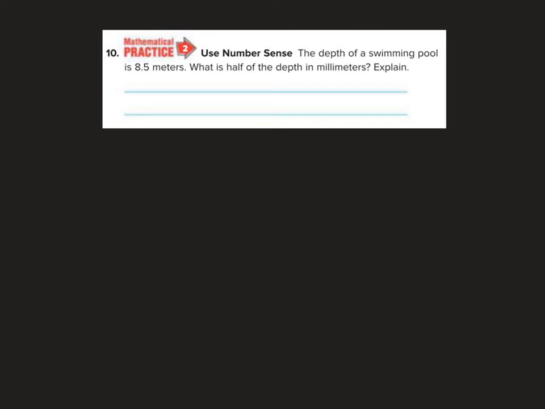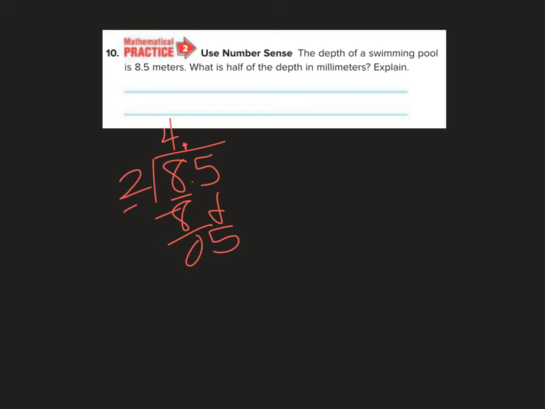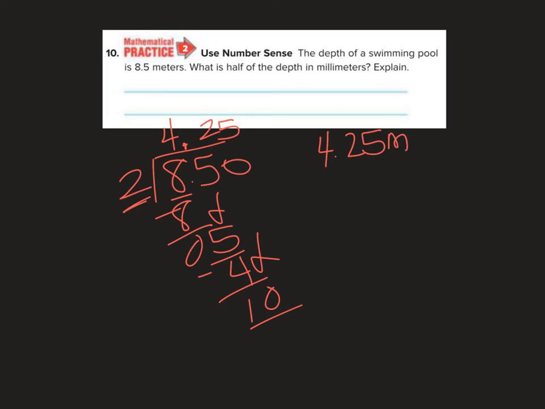The depth of a swimming pool is 8.5 meters. What is half of the depth in millimeters? Explain. So first I need to do 8.5 divided by 2. 8 divided by 2 is 4. Bring my decimal up. 5 divided by 2 is 2. Minus 4 equals 1. Bring down a 0. 10 divided by 2 is 5. So I'm working with 4.25 meters, and I want to change it to millimeters.